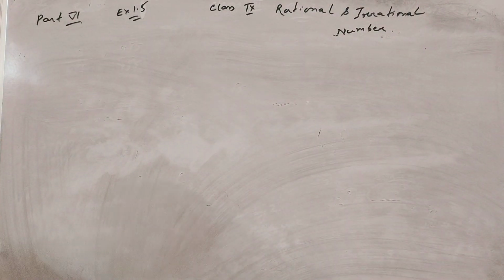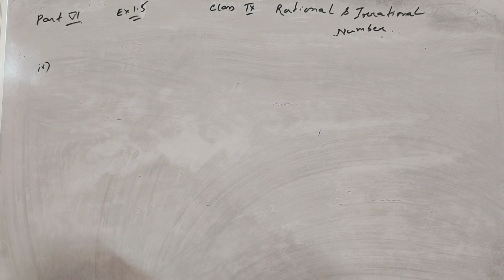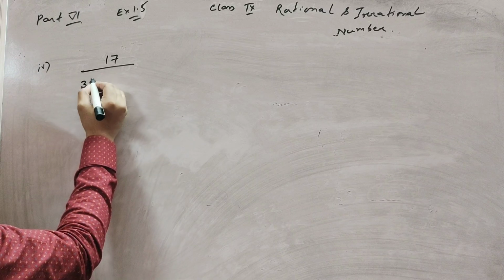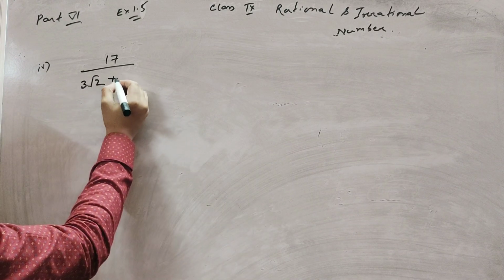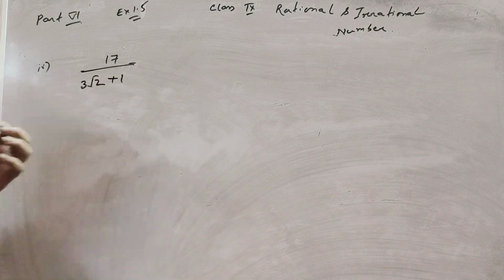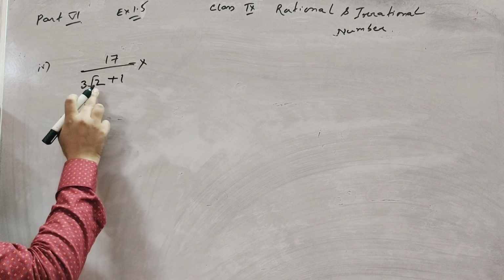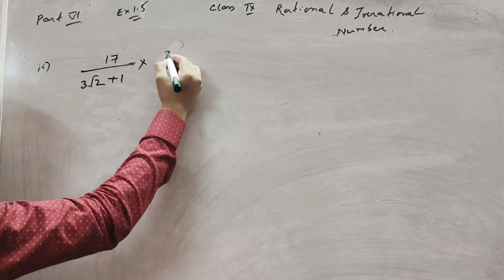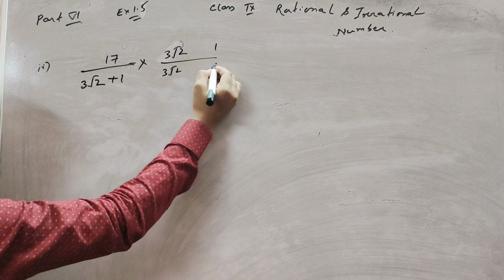Now I show you a different one. Number 4, 17 upon 3 root 2 plus 1. Okay, see it clearly. You rationalize the denominator. What is written here? 3 root 2 plus 1. That means you multiply 3 root 2, 1, 3 root 2, 1.